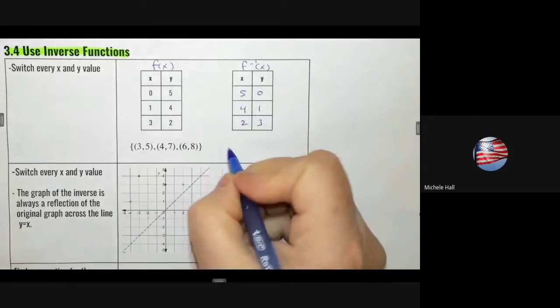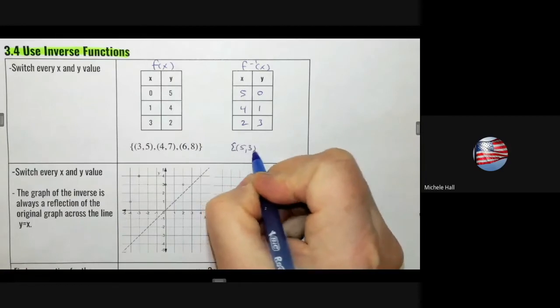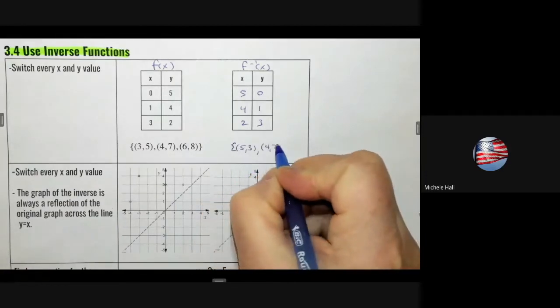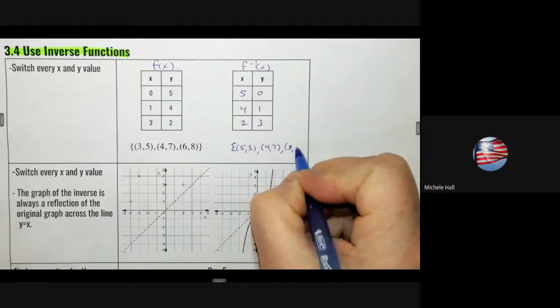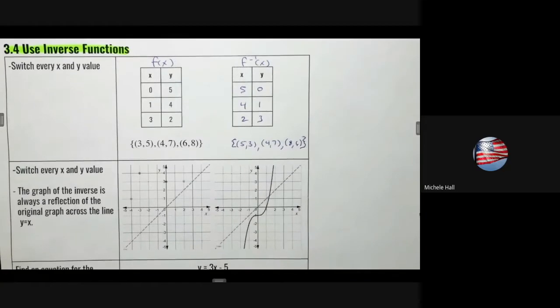I can also do the same thing for ordered pairs. 5, 3, 4, 7, 8, 6. I would do the same thing on a graph. I'm going to switch every x and y value.